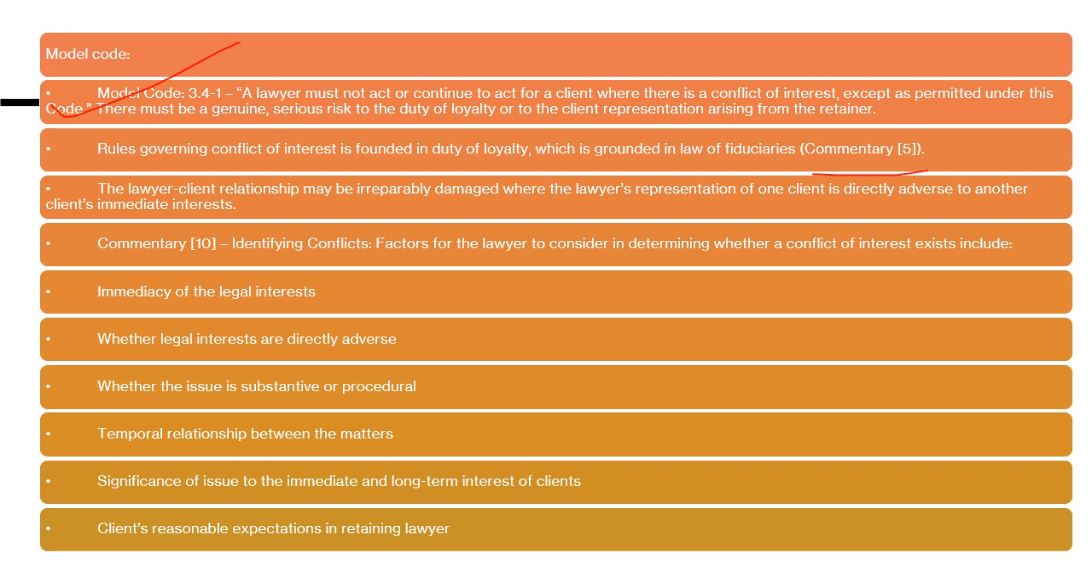Then Commentary 5 talks about duty of loyalty. Lawyer-client relationship may be irreparably damaged where the lawyer's representation of one client is directly against another client. So Commentary 10 says, firstly, identify the conflicts. Factors for the lawyer to consider in determining whether a conflict of interest exists include: so what are the factors?